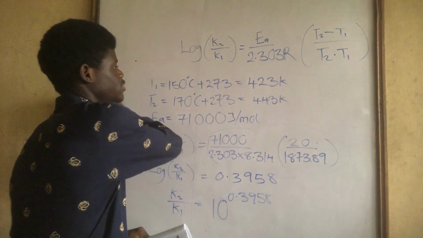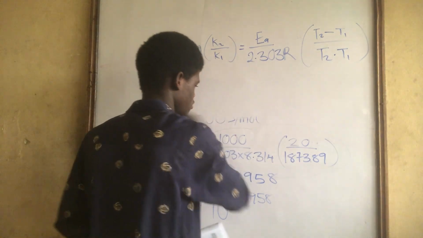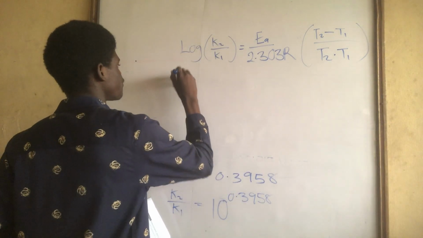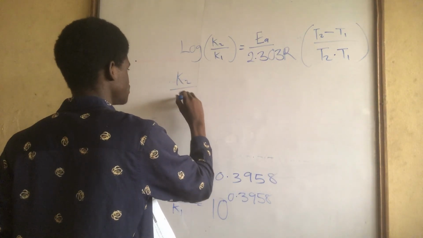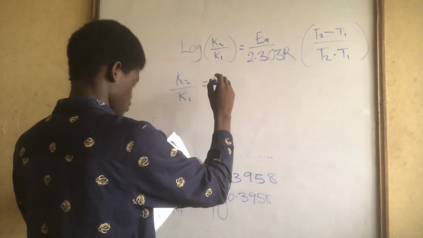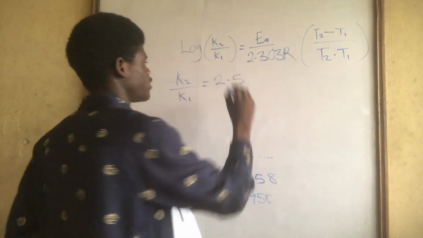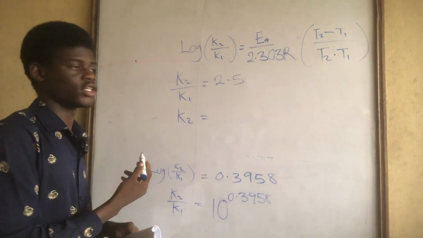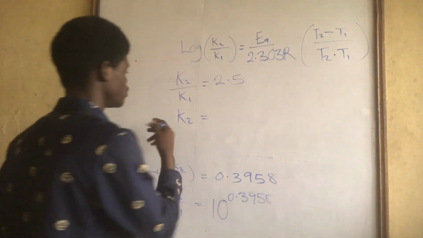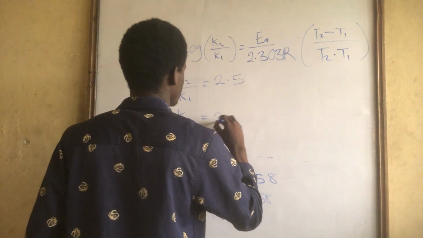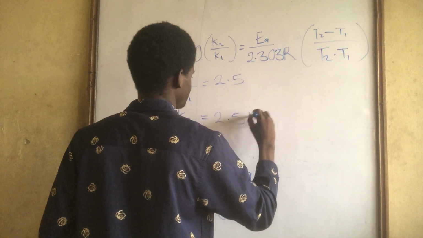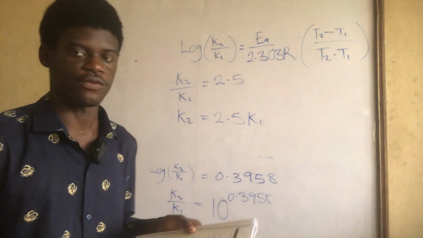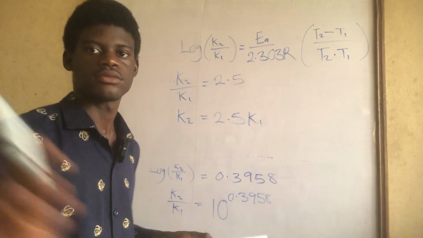That means K2 over K1 is now 2.5. That means K2, the rate constant of the second scenario, is 2.5 times greater than that of K1. So our answer there is 2.5, option C. So 47 is option C.